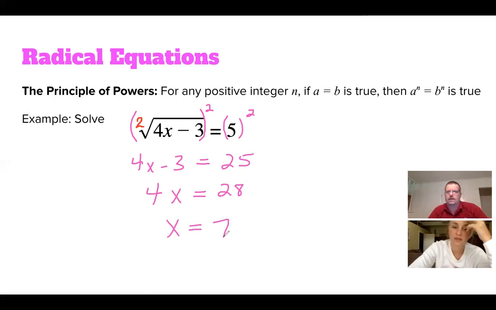Am I okay? So again, we should check our work. If I put 7 back into the original equation, I'll get 4 times 7, which is 28. And 28 minus 3 is 25, and the square root of 25 is 5, so I'm good.